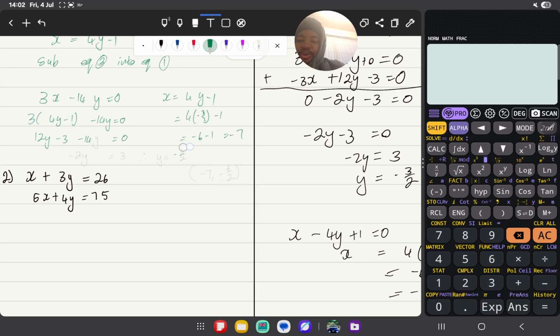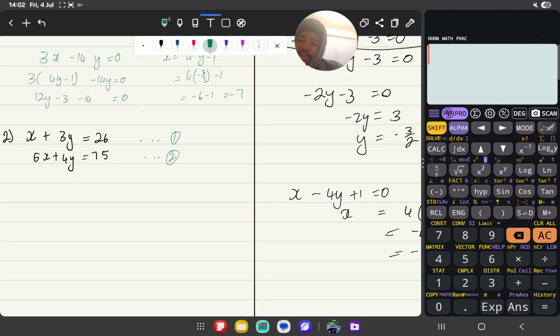So of course, what's very important, you name your equations. Equation 1, equation 2. Right, equation 1 seems very easy to be substituted. Then I'll say x equals 26 minus 3y. That is equation 3. And then sub equation 3 into the one I haven't used. I used equation 1, so I'm gonna substitute into equation 2.